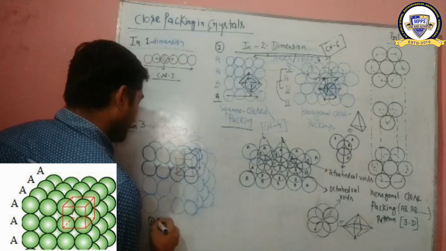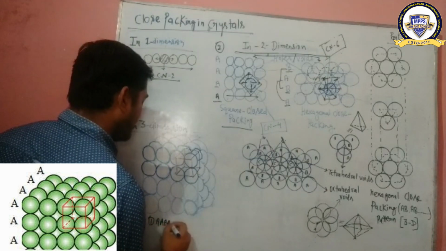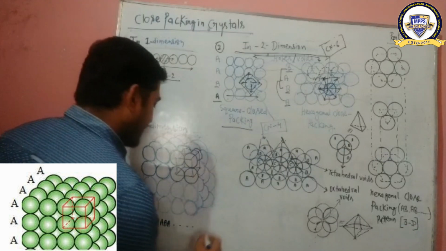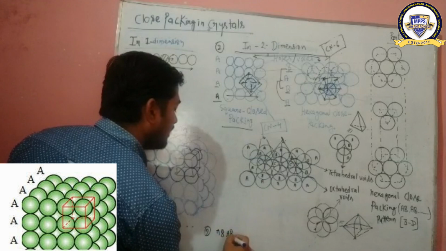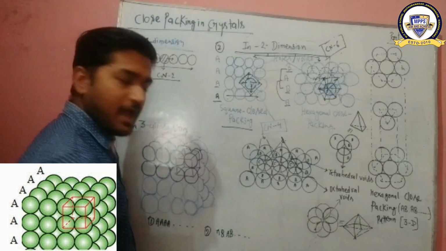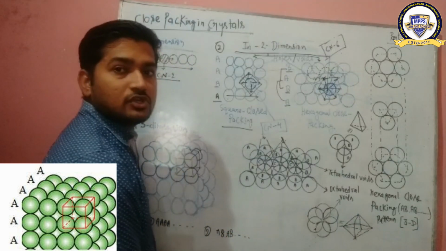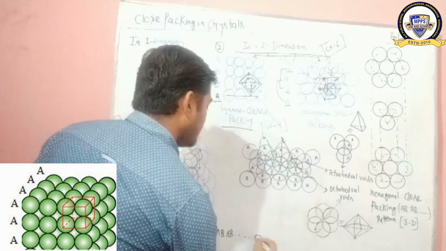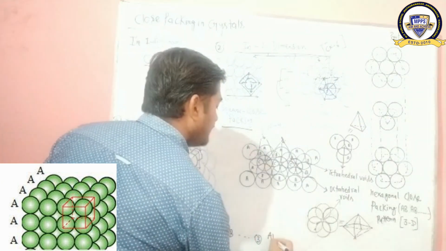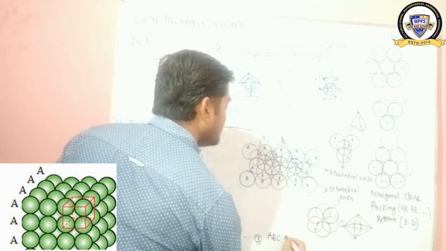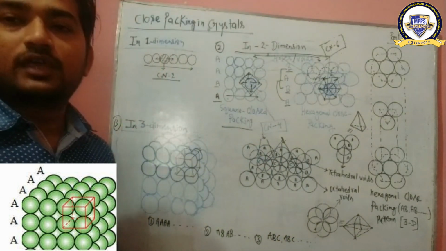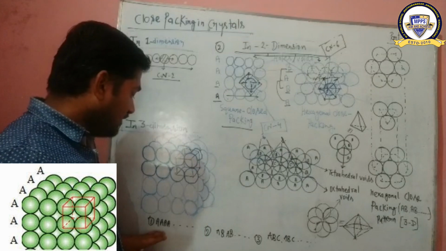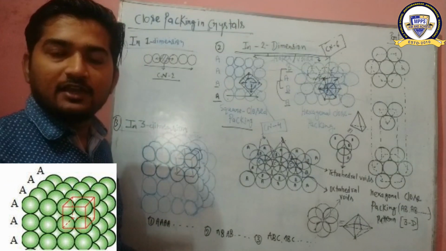First one is AA arrangement. Second one is known as AB, and so on. And third one is represented as ABC type of arrangement. Okay, so in first one, AA arrangement.